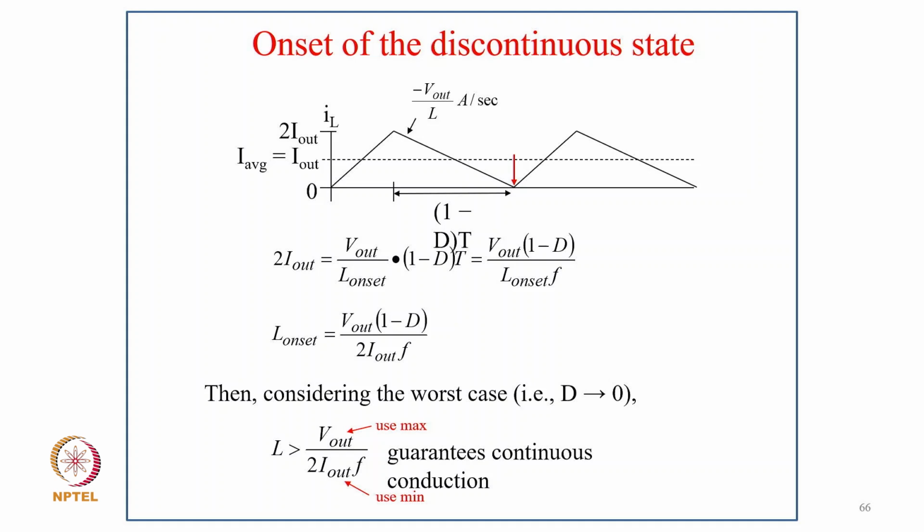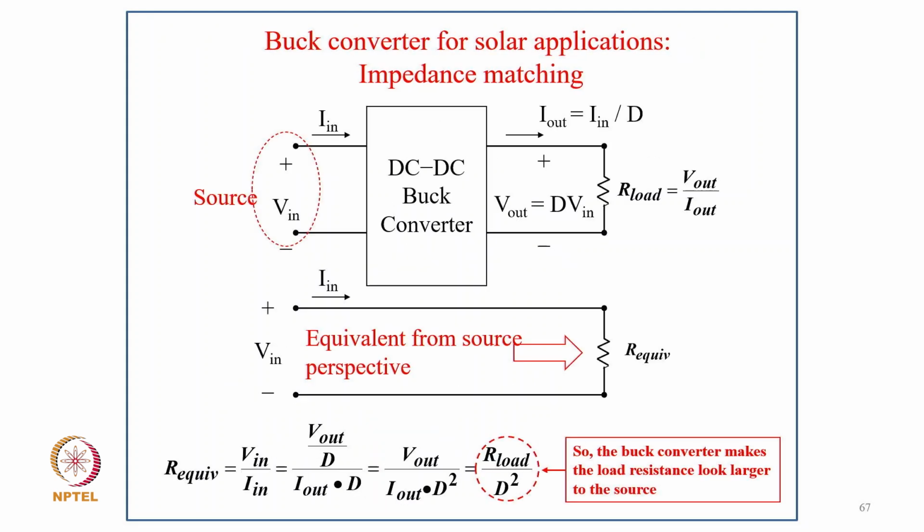Then considering the worst case, D goes to 0, so L will be much larger than V out upon 2 I out into F, which gives continuous conduction.